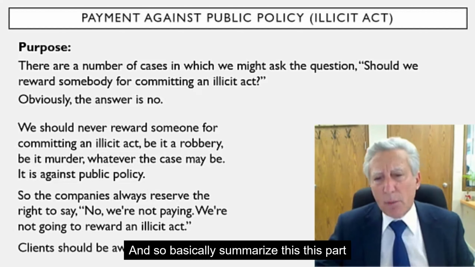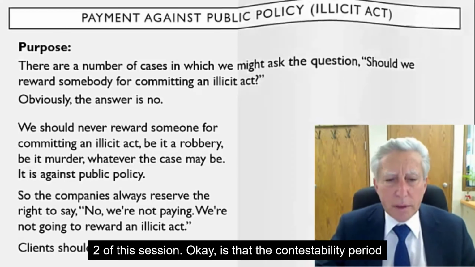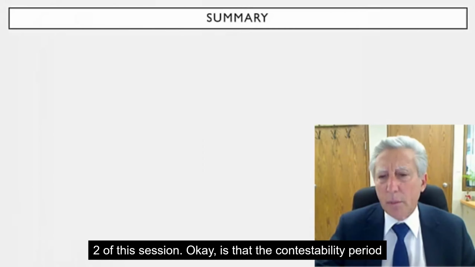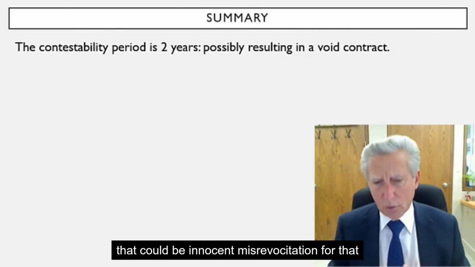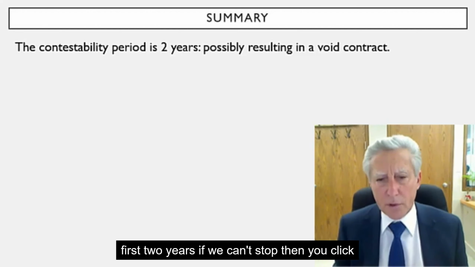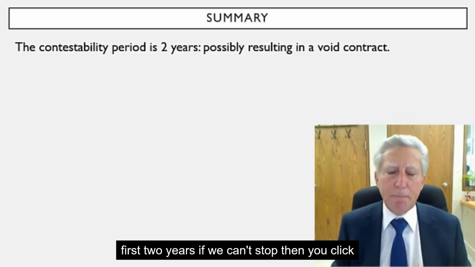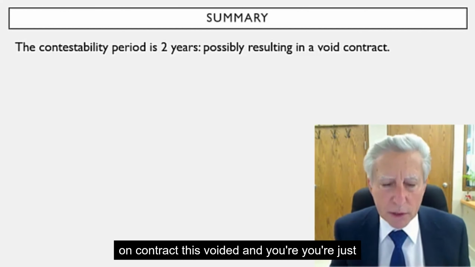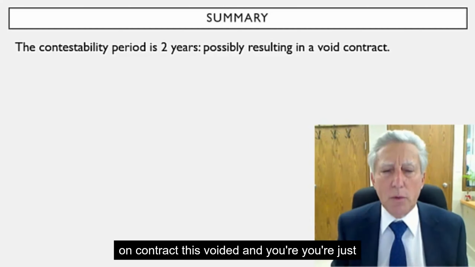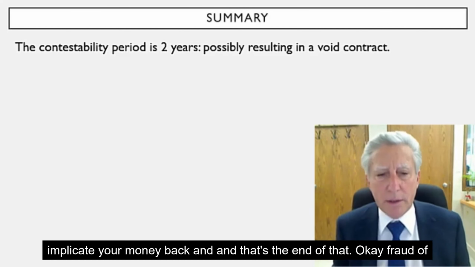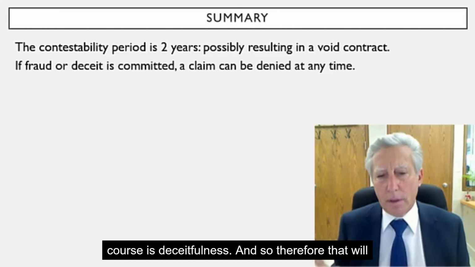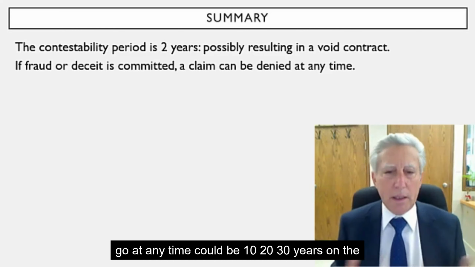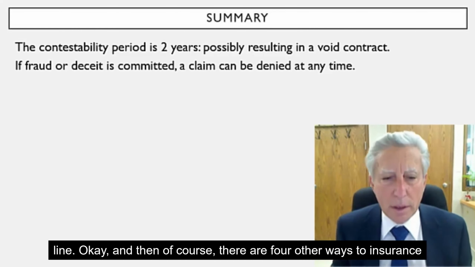And so to summarize part two of this session, the contestability period is the first 2 years. As we've said, there could be innocent misrepresentation in that first 2 years. If we catch that, then the contract is voided, and you simply get your money back, and that's the end of that, okay? Fraud, of course, is deceitfulness, and so that will apply at any time. It could be 10, 20, 30 years down the line, okay?